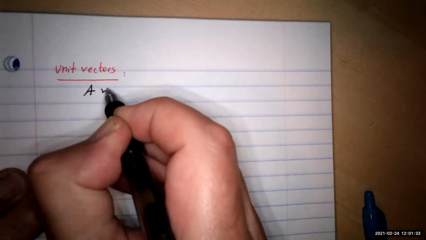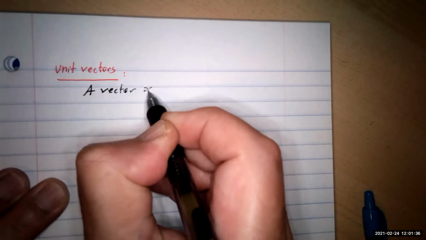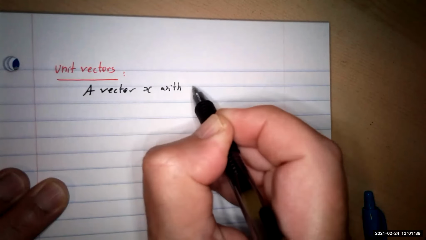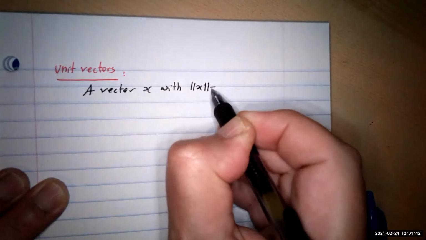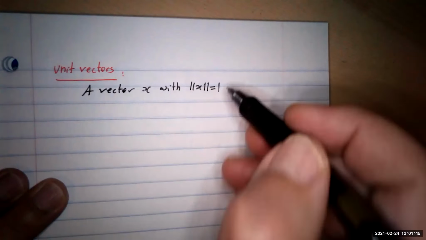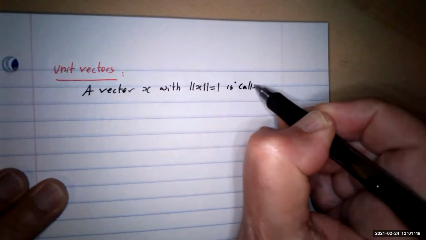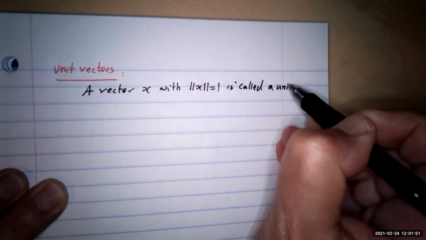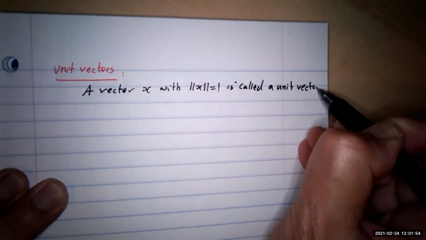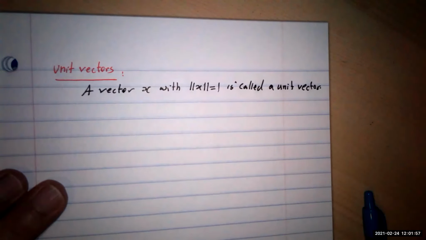Okay, so let's define what unit vectors are. A vector x with norm x equal to 1 is called a unit vector. So this is going to be the case, the unit vector.